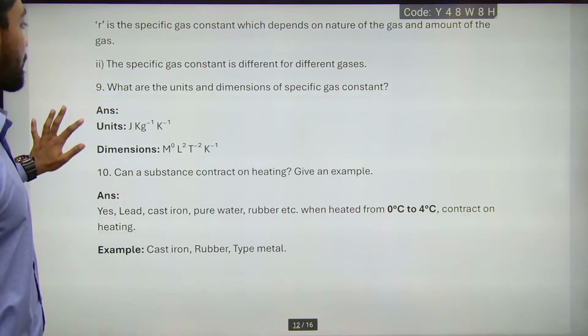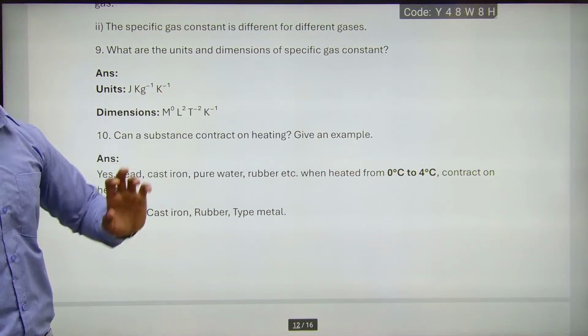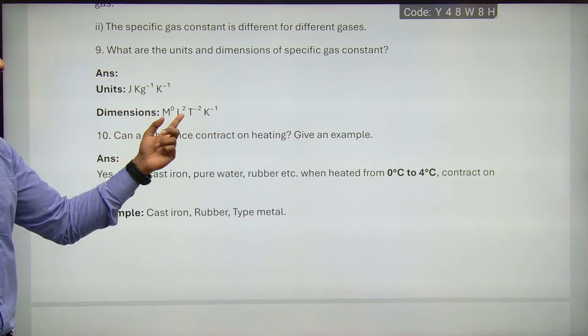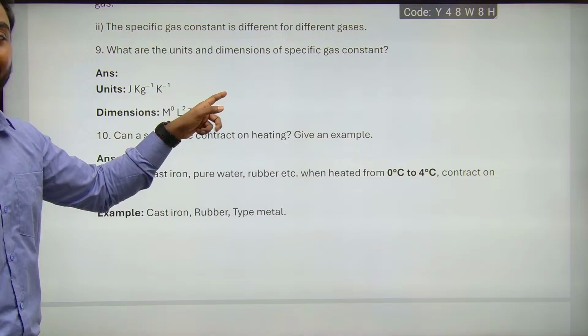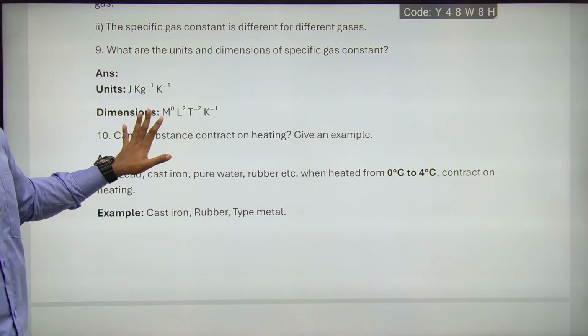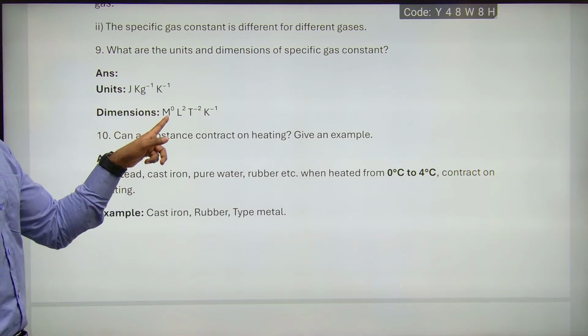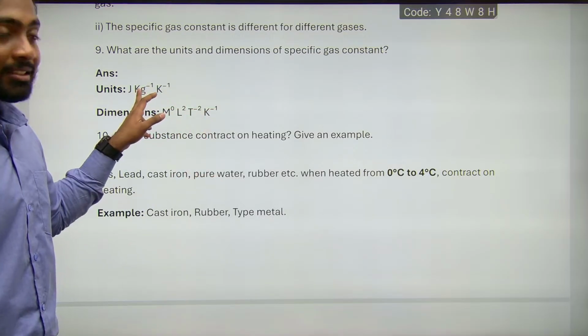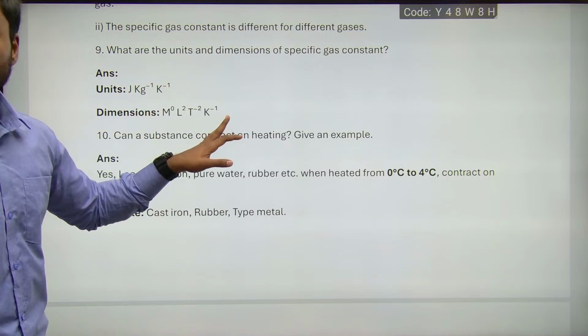So the ninth question, what are the units and dimensions of the specific gas constant? Joules per kg Kelvin is the unit, and M0 L² T⁻² K⁻¹ is the dimension. You remember that: M0 L² T⁻² K⁻¹ and joules per kg Kelvin. Got it?